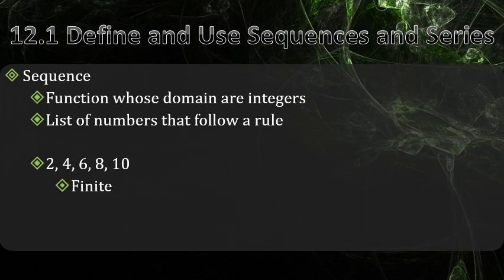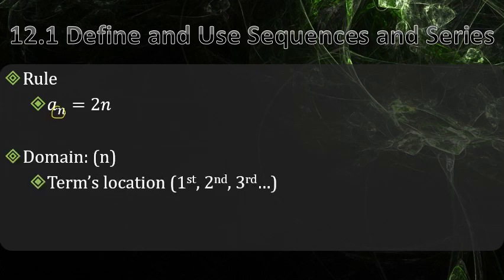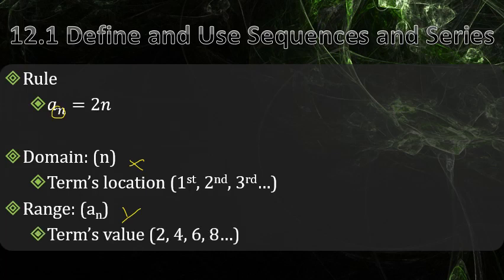That would be an example of a finite sequence. It ends. Or this one has the ellipses at the end, which means it continues forever, which means it'd be infinite. To find the rule is like a sub n equals 2n. Notice this little n is lower. The domain is n, that's like the x, that's the term's location. First, second, third, fourth, so it's 1, 2, 3, 4. The range is a sub n, that's like y, and that's the value, 2, 4, 6, 8, or whatever the values are.